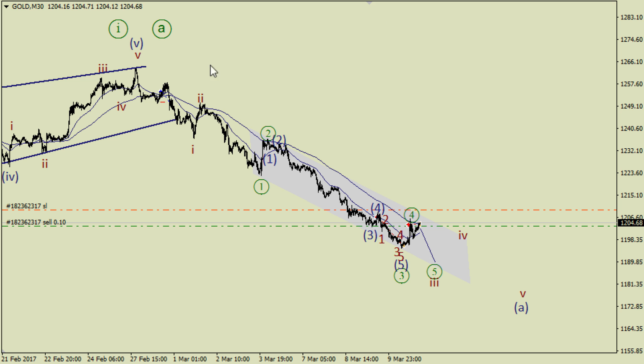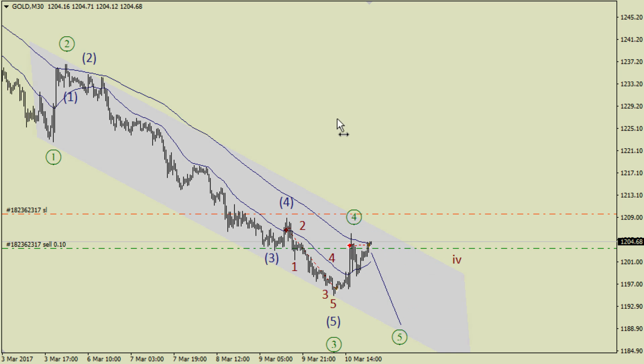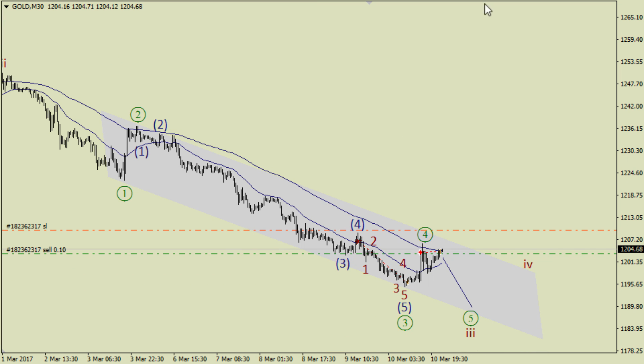Gold is still declining and I've got one short trade because there's a pullback from this moving average line, and it seems like we're going to have another impulse, which could be wave 5 inside this wave 3. So if the price goes lower on Monday, I'm going to move my stop loss to the break-even zone.